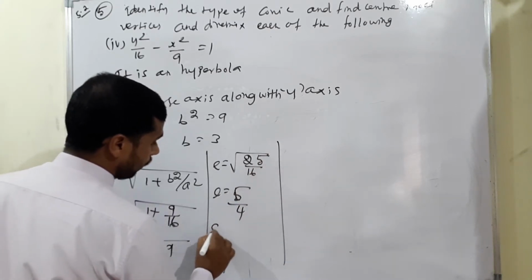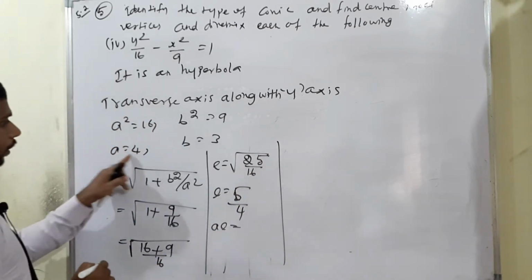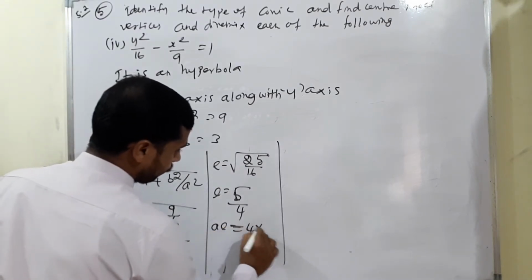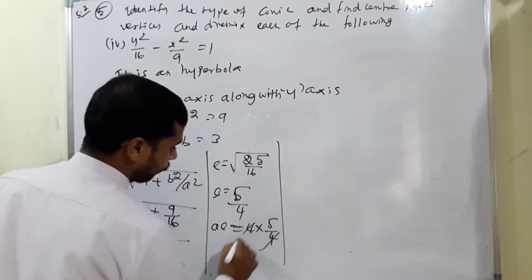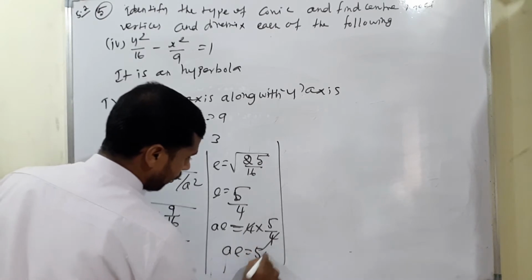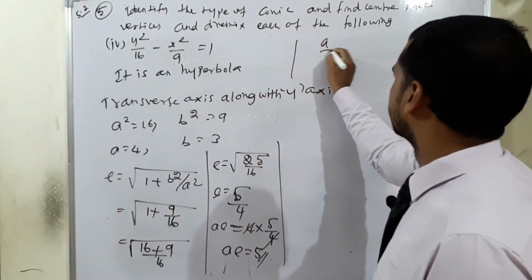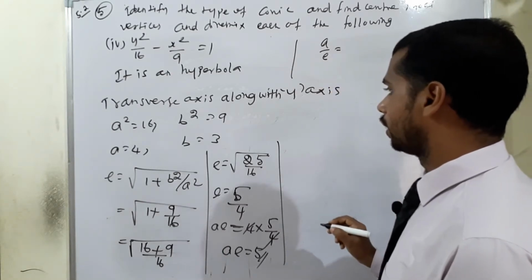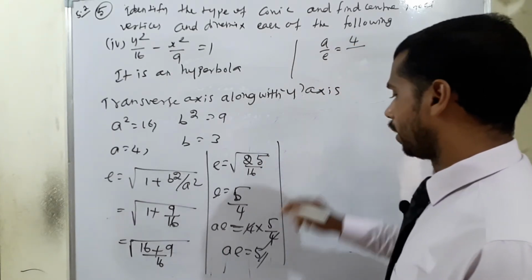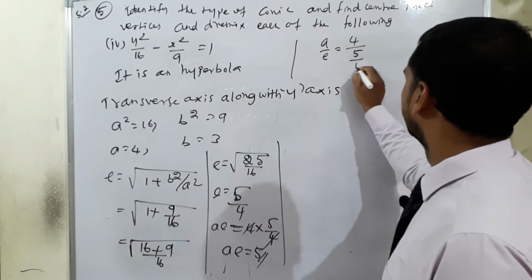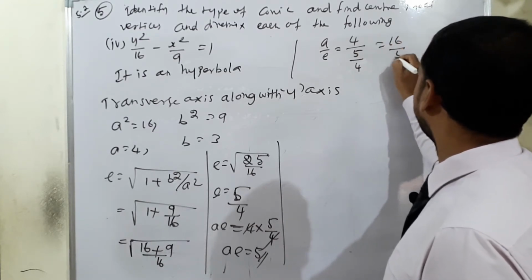After getting the e value, a is equal to 4, so 4 into 5 by 4. The 4 cancels. Therefore ae is equal to 5. Then we need to find a by e. So a is equal to 4 and e is equal to 5 by 4. Therefore we can write it as 16 by 5.